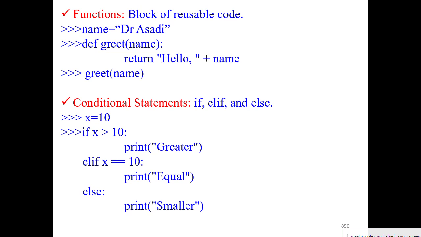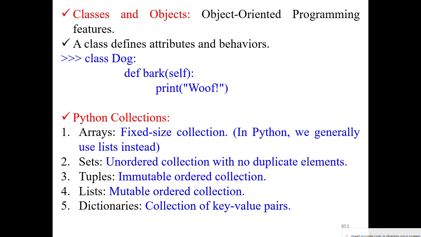Conditional statements: if, elif and else. x = 10, if x > 10: print greater. elif x == 10: print equal. else: print smaller. Now my condition is if x greater than 10. x value is 10, and 10 is not greater than 10. So it checks elif x exactly equal to 10 and prints equal. The first condition is false.